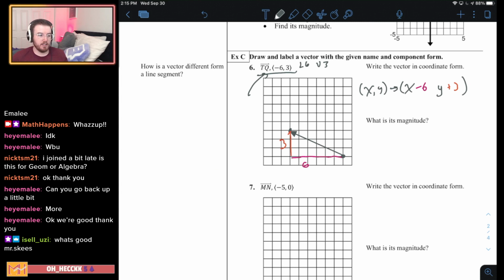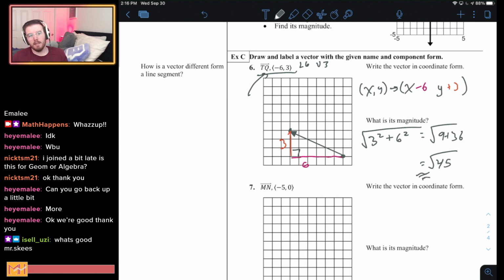So what is the magnitude? Again, this is just a Pythagorean theorem problem. So the square root of a squared plus b squared, which is the square root of 9 plus 36, which is the square root of 45. And you could plug that into your calculator and get a decimal. I'm not going to bother with that. I'll let you do that on your own.